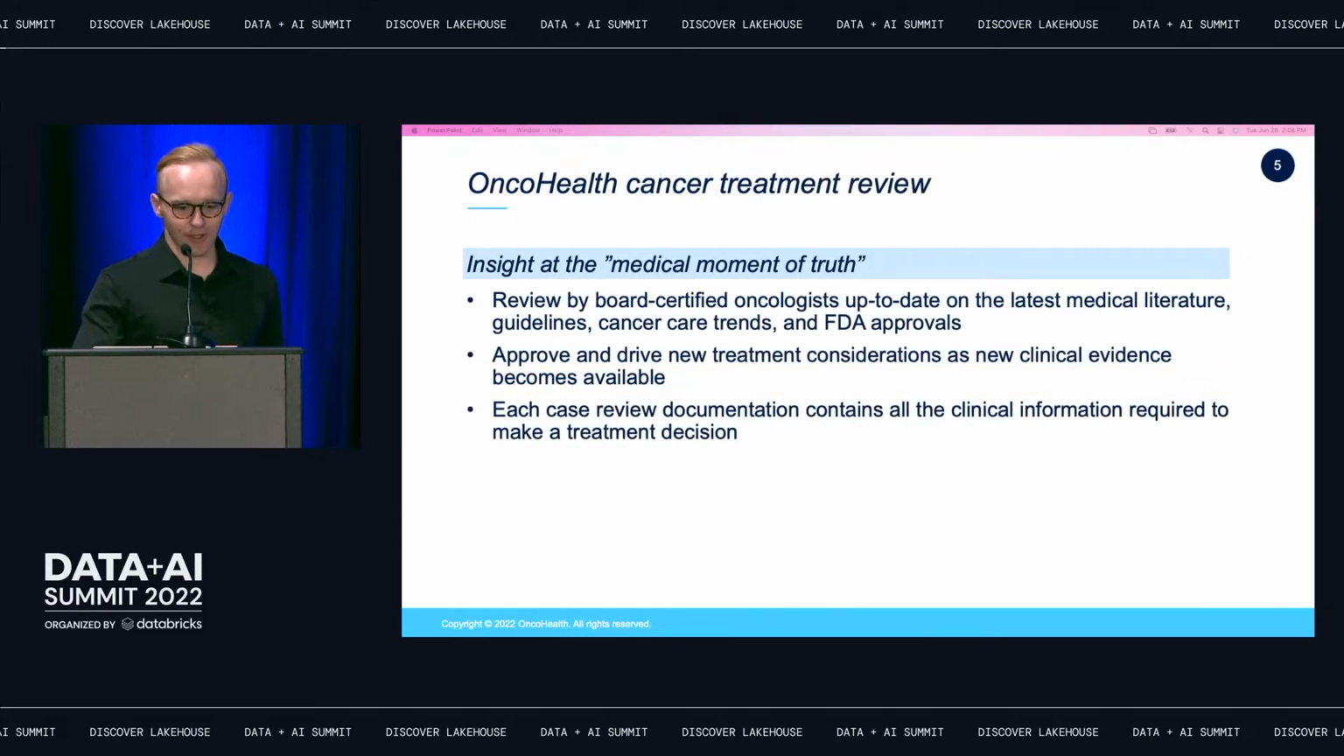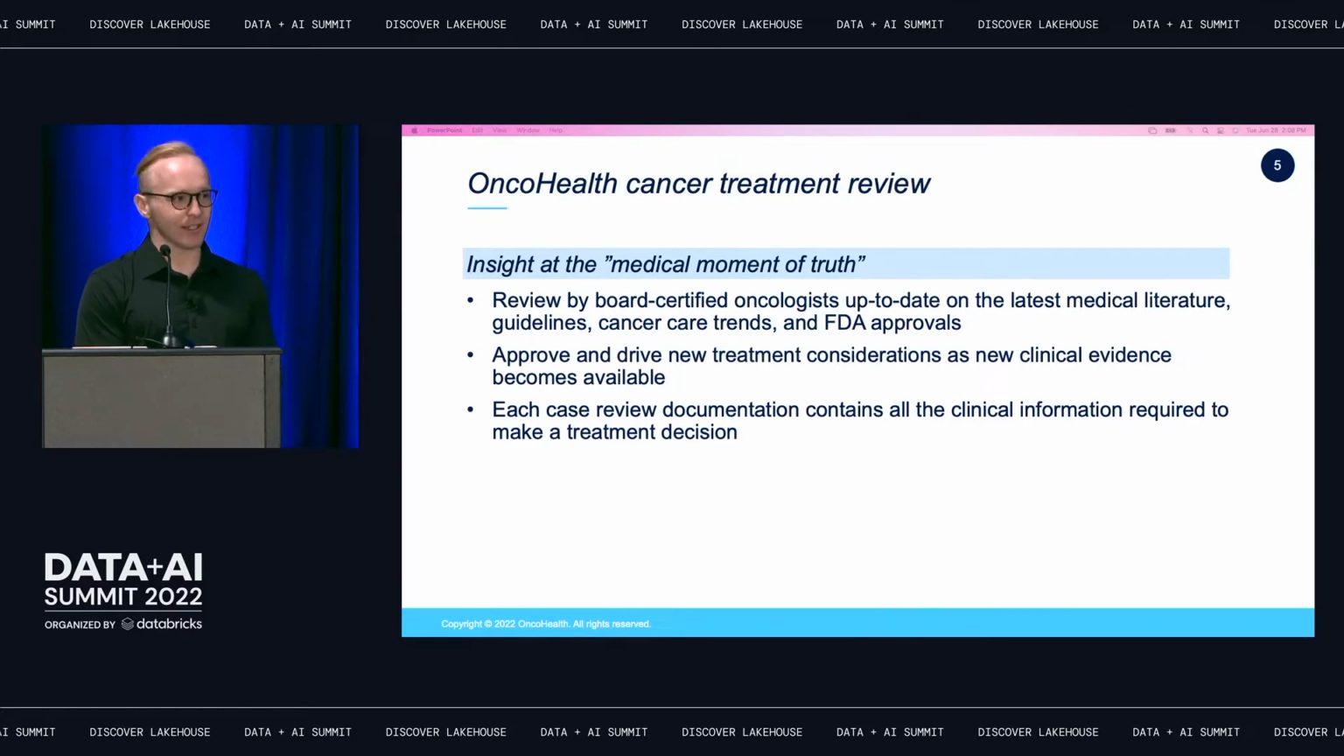At OncoHealth, our core business, the company was built over the past 15 years, providing independent cancer treatment review. And the big advantage that we have is deriving insights and having data at the medical moment of truth. So our board-certified oncologists, who are up to date on the latest literature, guidelines, case trends, and FDA approvals, approve and drive new treatment considerations for each complex cancer treatment case, as new clinical evidence becomes available.